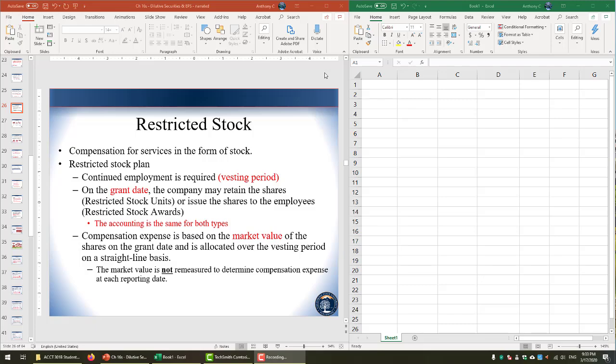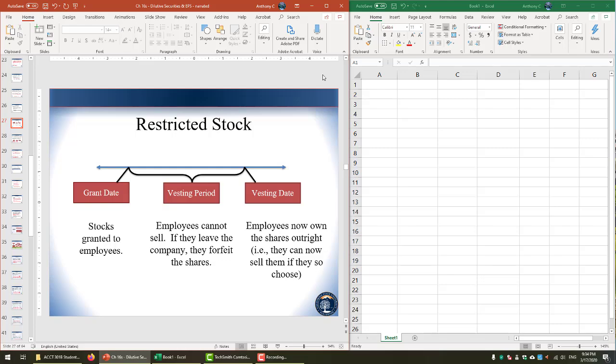The next topic we need to cover is how to record compensation expense when employees are rewarded with restricted stock. Restricted stock just means that the employee's going to own stock, or they're going to get awarded stock. However, they don't outright own the stock until the vesting period is over. So there are generally 3 dates with restricted stock. The first is the grant date, when the restricted stock is actually awarded to the employees.